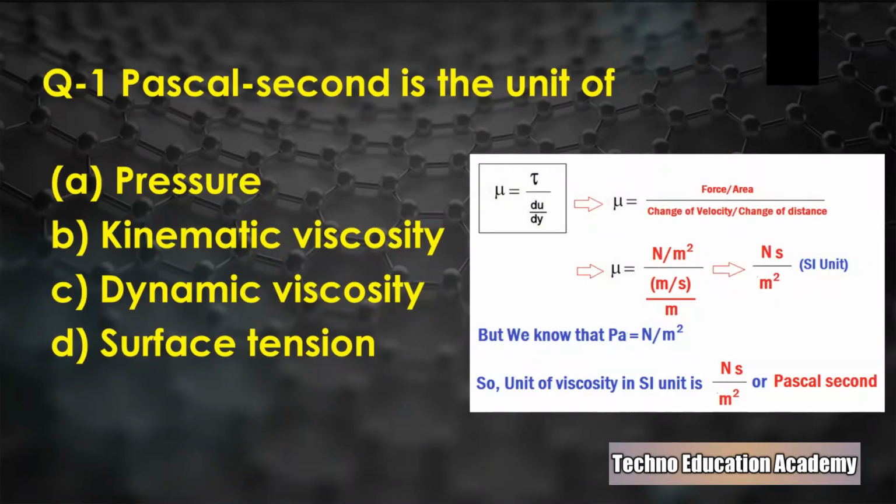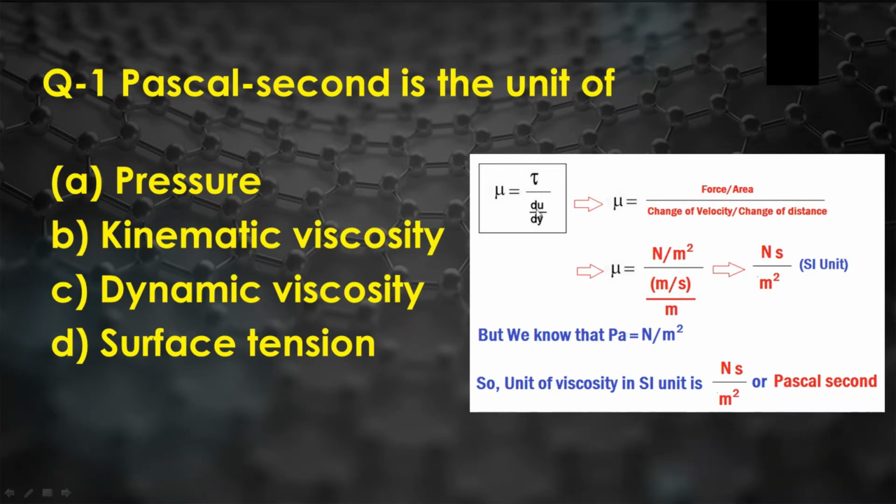We know that shear stress equals mu du by dy. It is Newton's law of viscosity. So mu equals tau upon du by dy, where tau is the shear stress and du by dy is the velocity gradient. Whenever we derive the equation of dynamic viscosity, we know that shear stress means force upon area, du means change in velocity, and dy means change of distance.